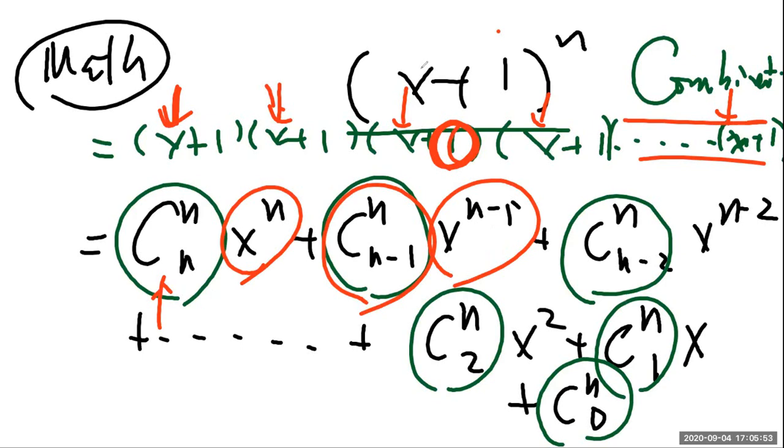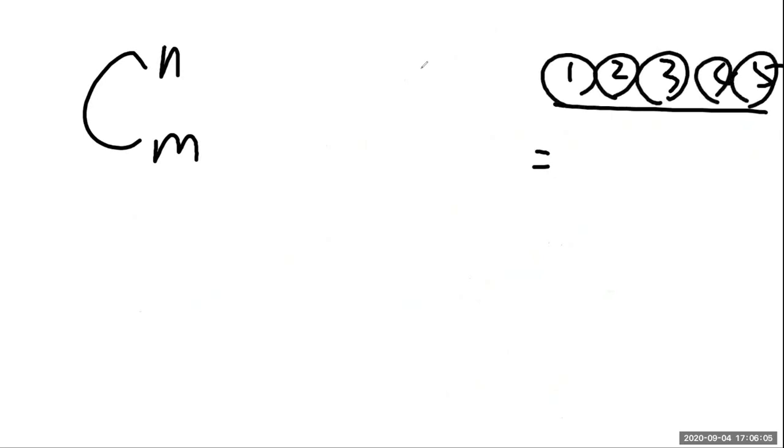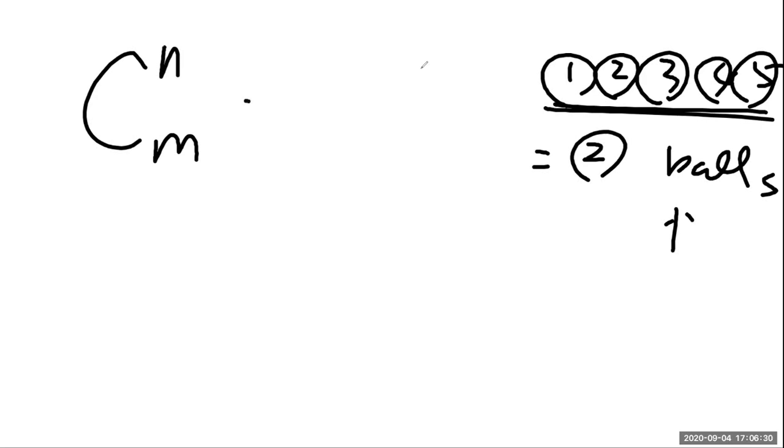So now let's actually look at Cn pick m. I have 1, 2, 3, 4, 5 balls. I would like to pick 2 balls. How many possible outcomes? Roy, how many possible outcomes if I pick 2 balls from 5 balls? It will be 5 pick 2. It should be 10, right?